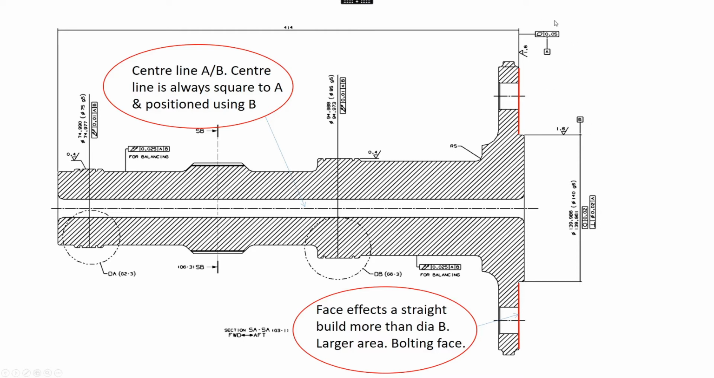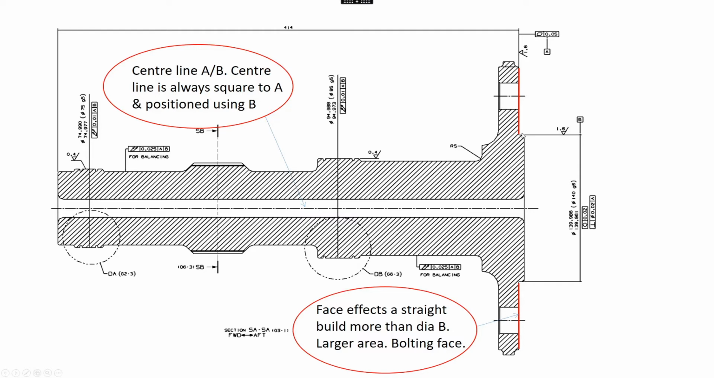Because this is the primary datum, this center line is always square to this surface. That's how the GD&T works. And then we're positioning this center line using this diameter. So this is only a very small diameter, so the diameter of the center line is only here somewhere in effect, because it's only a very small surface. If we use datum B as datum A instead, and we use this as the primary datum, any squareness error from here to here can throw this end out massively, because this is only a very, very small surface.